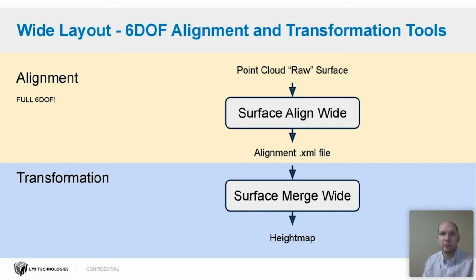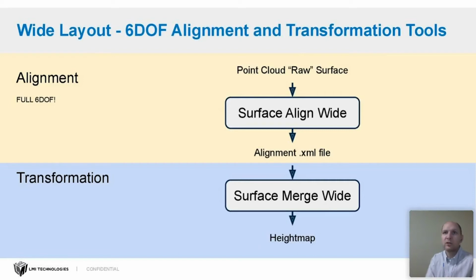So similar to the mesh alignment, there's two tools involved in this. The first step is the alignment itself. That's performed with the surface align wide tool. So previously we were talking about the surface align ring, and this is surface align wide for wide layout. Similar to that tool, we produce an XML file as the output of the alignment, and then separately there's a transformation tool that merges the data for the regular scanning that you're doing. So you would do this once, the top portion alignment you perform once, and then the transformation is something that you would use in your regular job.